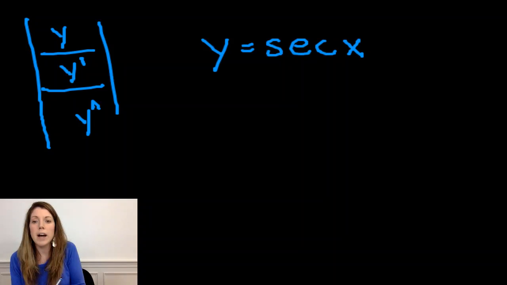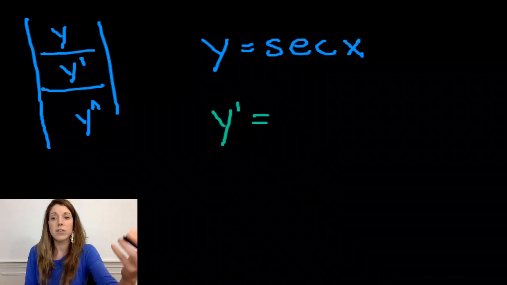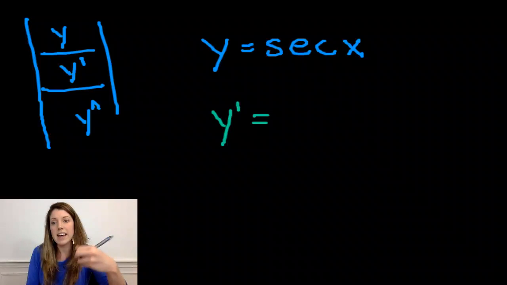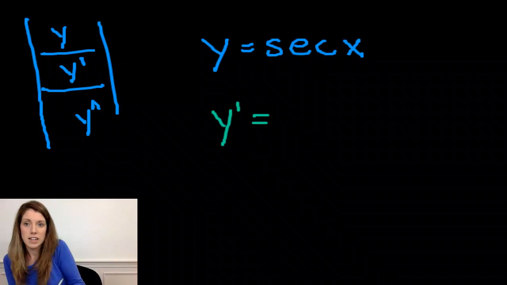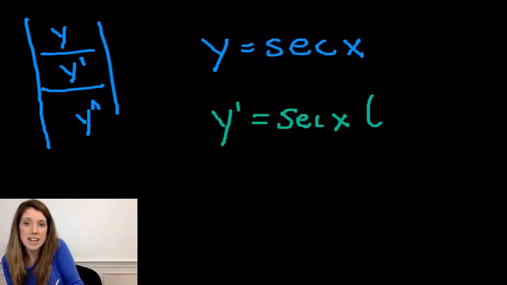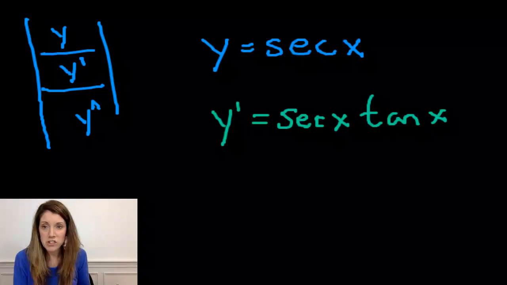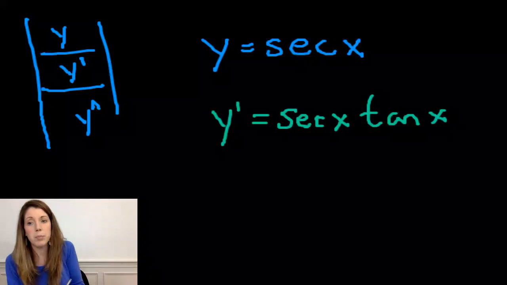So starting with y prime, this is just a matter of using a memorized formula. The derivative of secant of x is secant x tangent x. And so that's it. That's the answer. You don't really have to do any math, any algebra here. It's just writing out the formula. But that's not the whole question. The question is also to find y double prime.